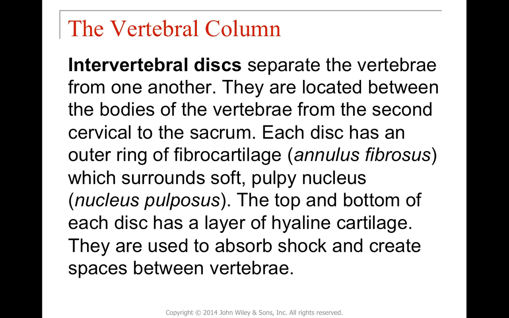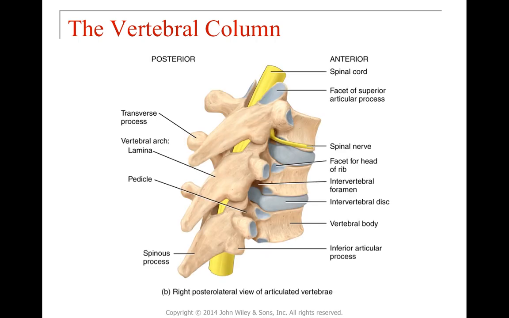They have an outer ring of cartilage. It's called fibrocartilage annulus fibrosus, which surrounds an inner pulpy nucleus or nucleus pulposus. And the top and the bottom of each disc have a specialty layer of hyaline cartilage. And the purpose of the intervertebral discs is to help absorb shock and also create spaces between the vertebrae so they don't rub upon one another. And that looks kind of like this.